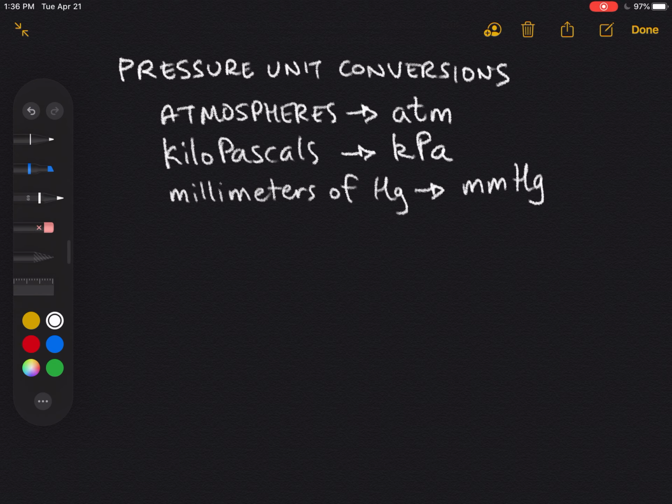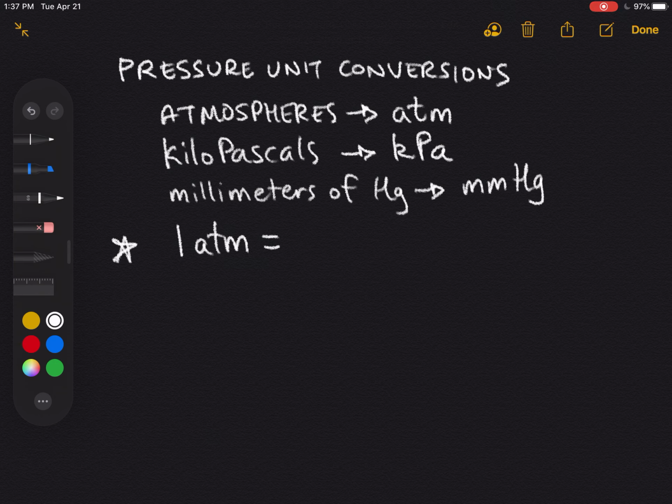All right, so if we're going to do unit conversions, we need to know how many atmospheres are equal to how many kilopascals equal to how many millimeters of mercury. So this is it. This is worth writing down somewhere. 1 atmosphere.